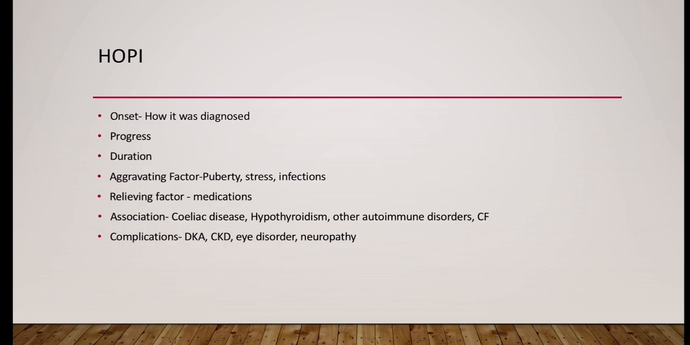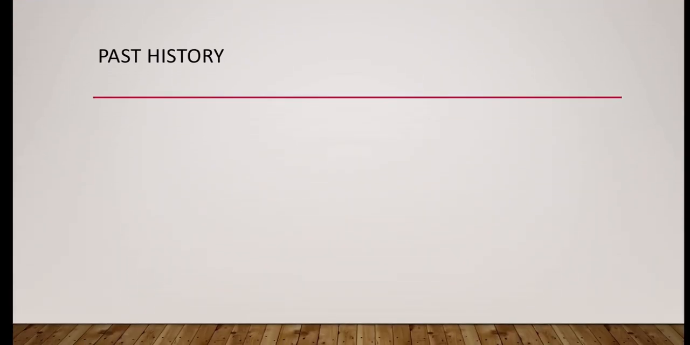Complication could be diabetic ketoacidosis, acute complication, and long-term complication could be chronic kidney disease, any eye disorder, neuropathy. Important negative history you have to take in relation to GI system, cardiovascular system, and respiratory system. And you need to inquire about how is the wee and poo.